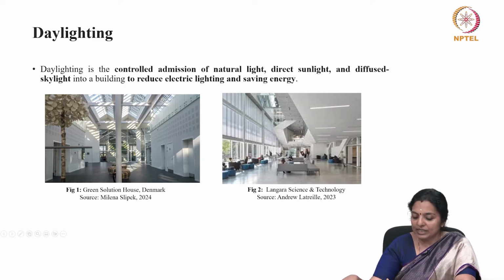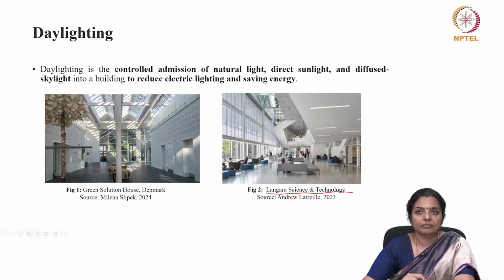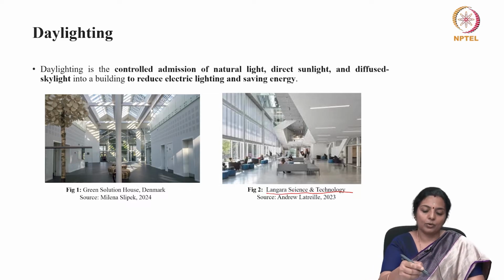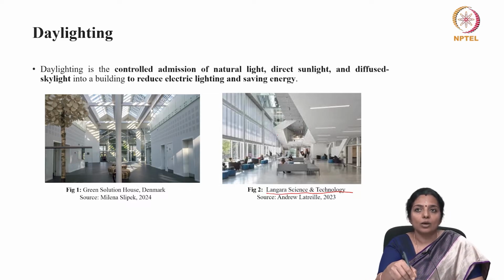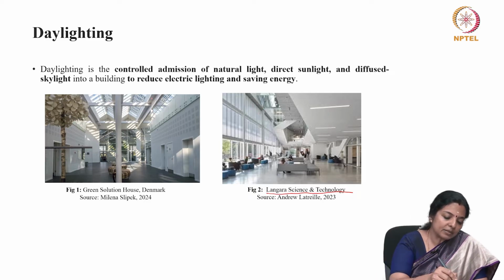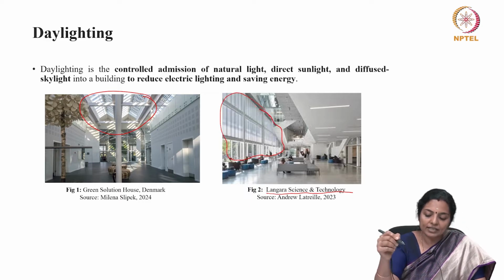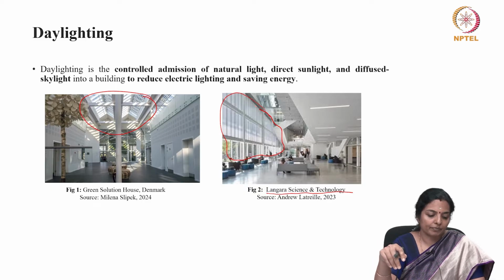Whereas, if you see this second figure of the Langara Science and Technology building, this building again has a massive light well to light the inside with the help of large windows. So, in the first building, it was the skylight or the atrium, and in the second building, it is the large windows which provide sufficient lighting inside.